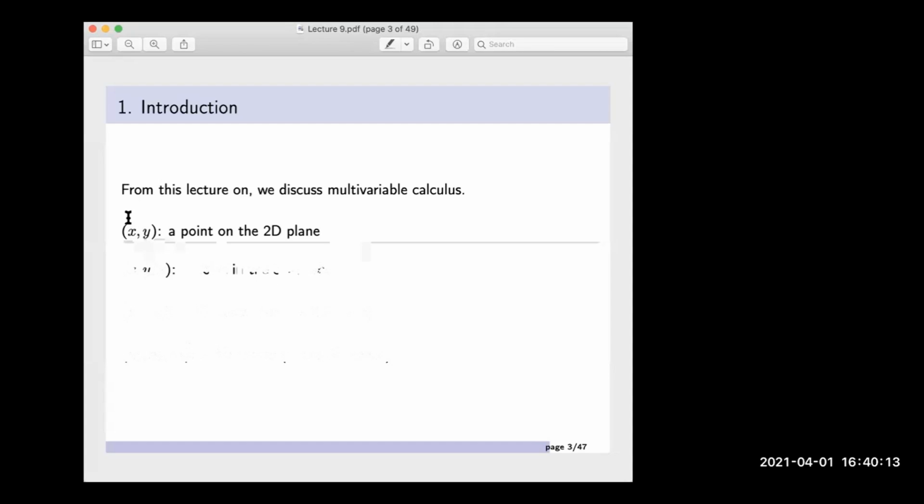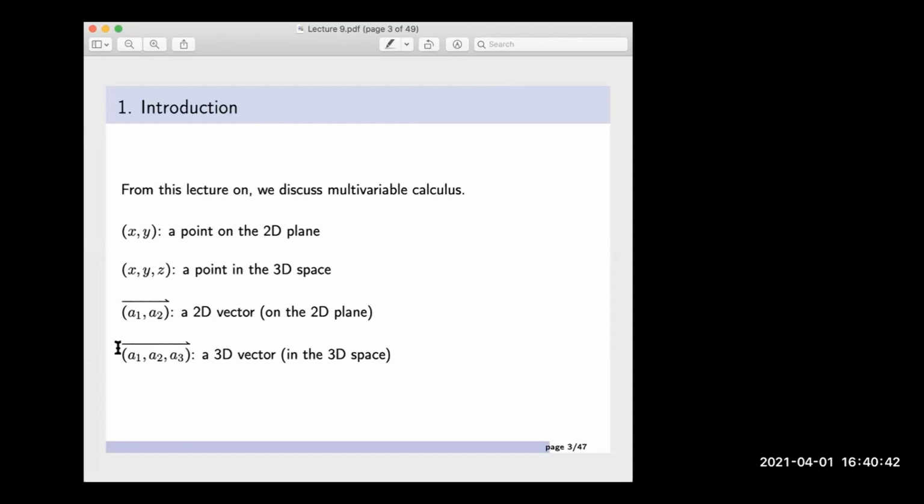If we use a bracket with x, y, it represents a point on the two-dimensional plane. If we use a triple of numbers, it denotes a point in three-dimensional space with three coordinates x, y, z. If we add an arrow, then it represents a vector, a two-dimensional or three-dimensional vector, depending on how many components we have. A triple of numbers with an arrow represents a vector. Without an arrow, it represents a point in 3D space.